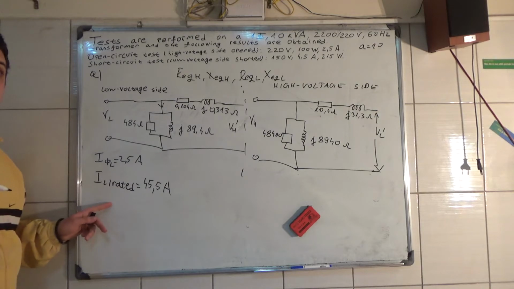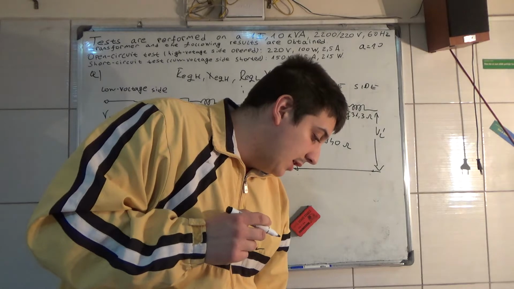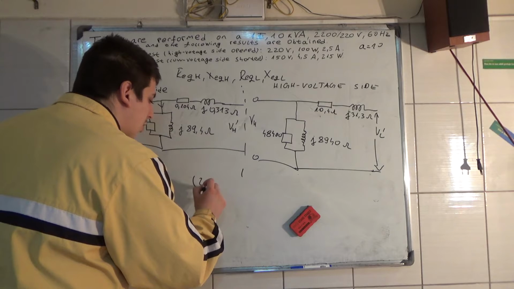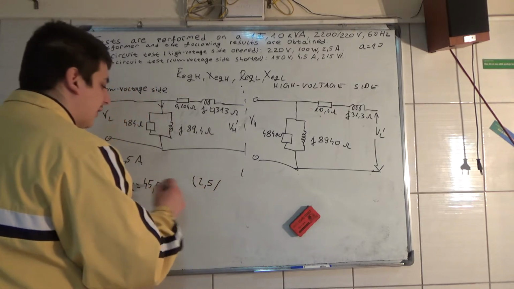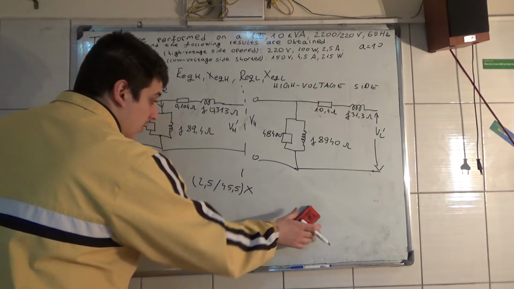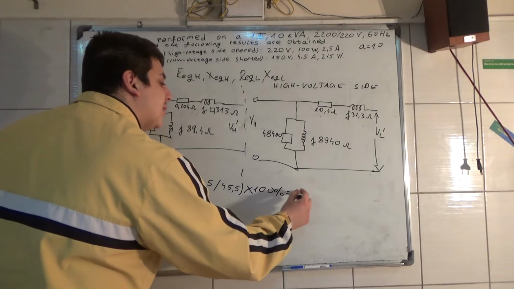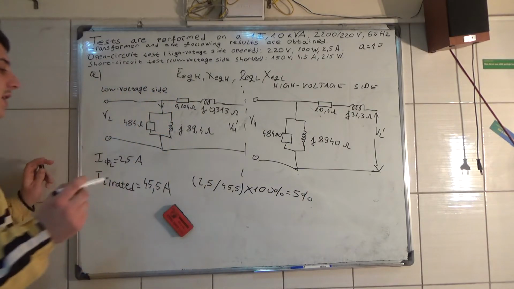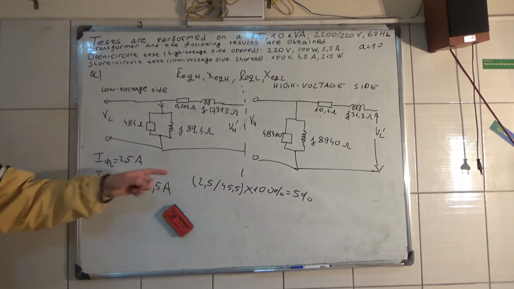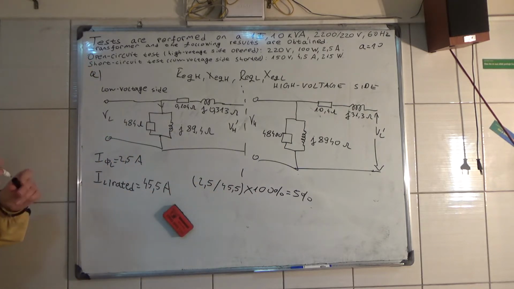Now the percentage of this is very easy. You divide 2.5 by 45.5, multiply that by 100, and you get 5%. Now, as you can see, the exciting current of this transformer is only 5% of the rated current. Okay.